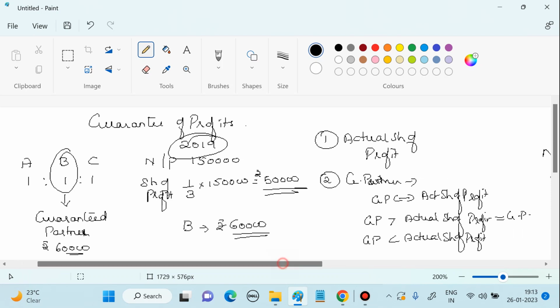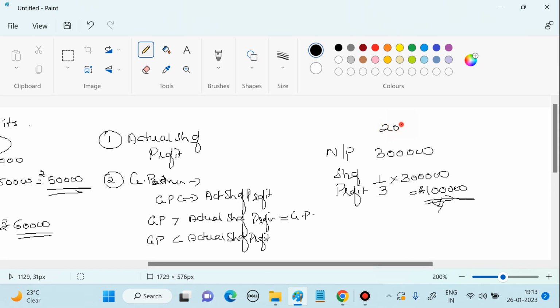Okay, yeah. Whereas in 2020 they had very good profit. They got 3 lakh, and the share of profit for each partner was 1 lakh. Now guaranteed profit was only 60. Therefore, here what would happen? Don't bother about the guaranteed profit. He is getting more as his actual share. So give away the actual share of 1 lakh to A, B, and C. Only this part. Clear? Yes.